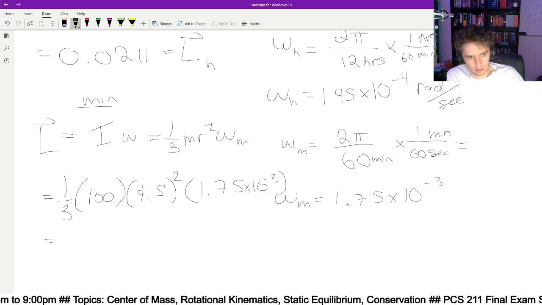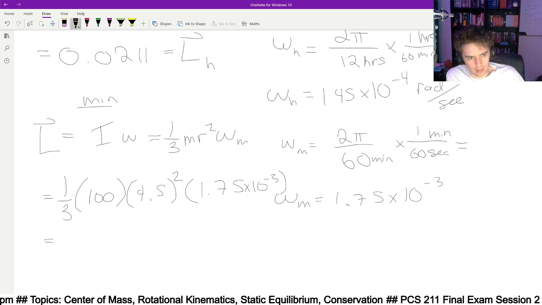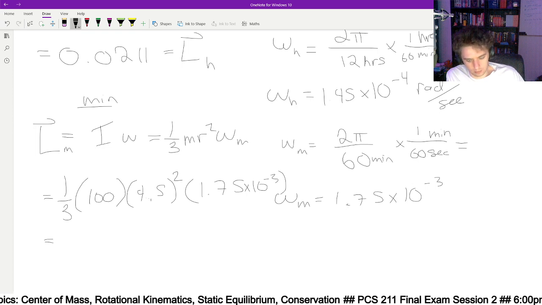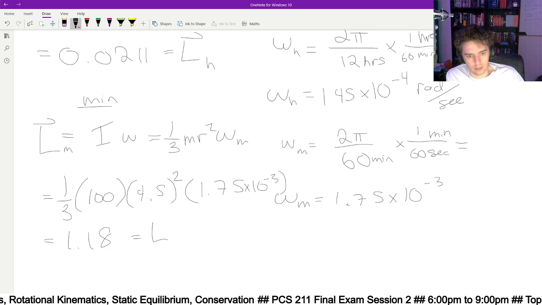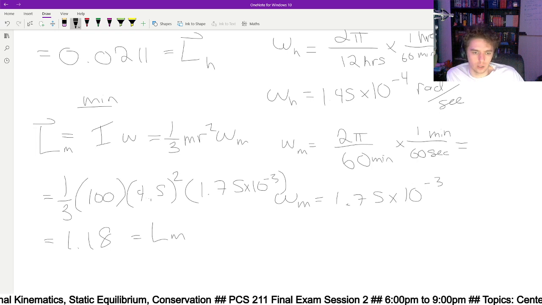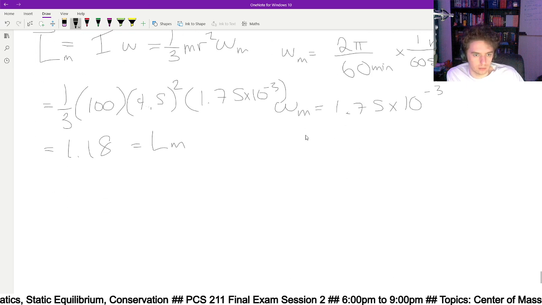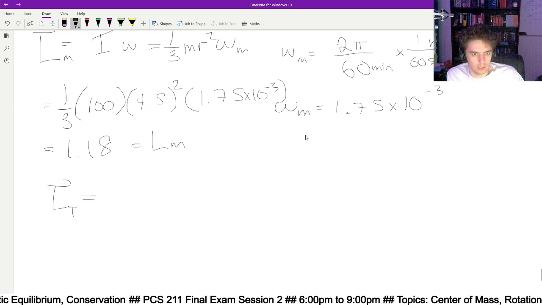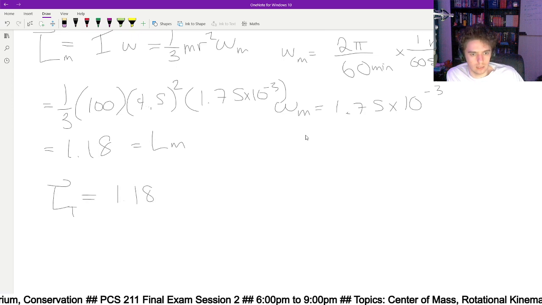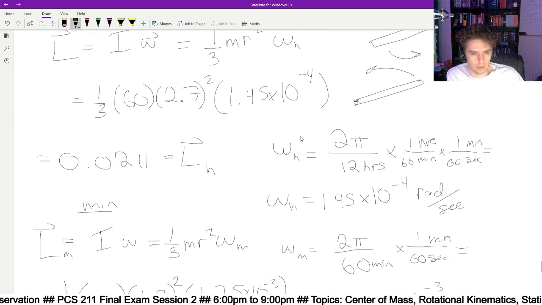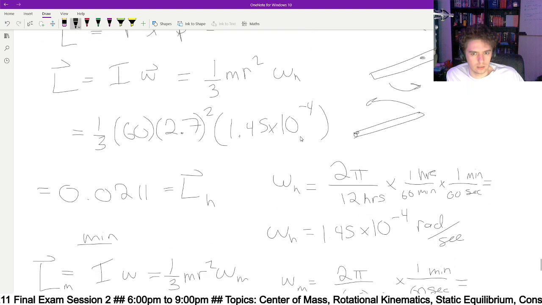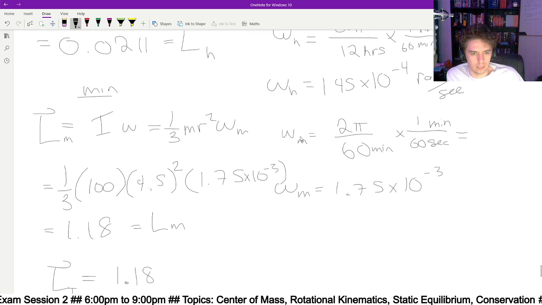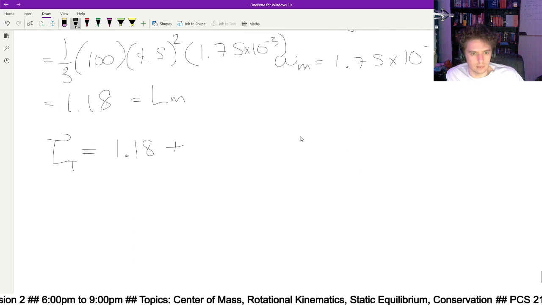So I got my L for the minute hand to be 1.18. And so the total is just them together. So L total is 1.18. Oh wait, am I supposed to be doing this as a... Yeah, no, I think it's okay. I think I just add them together.